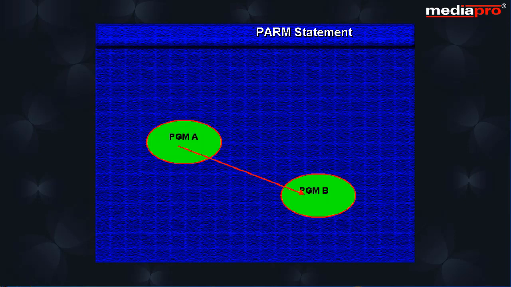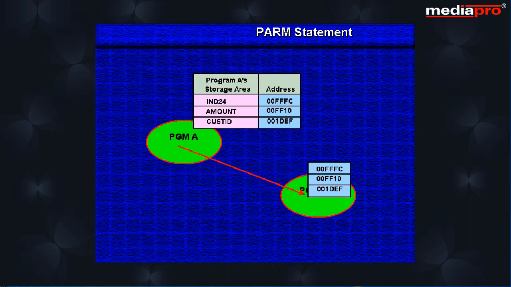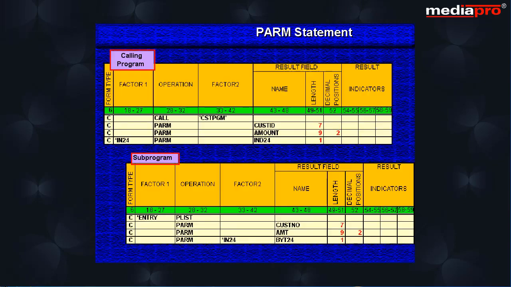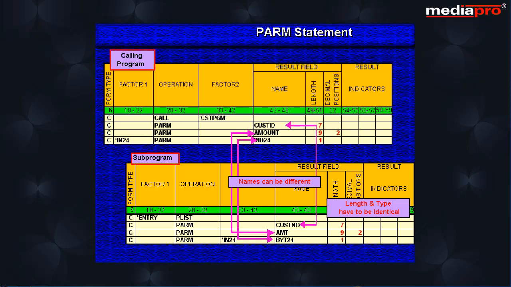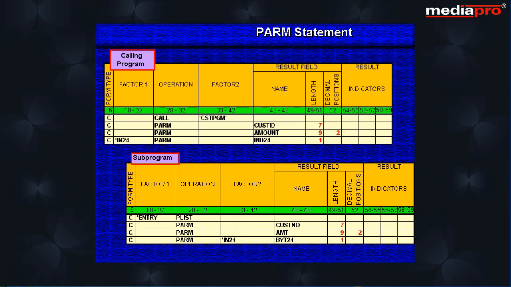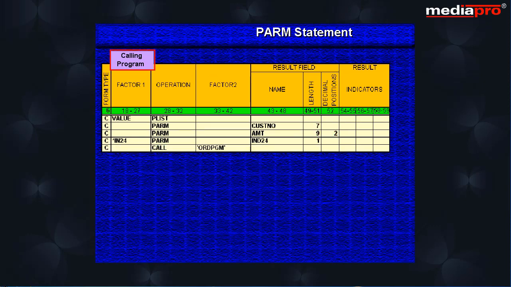When parameters are passed from one program to another, what is actually passed is a reference to the memory location at which the parameters in the calling program are located. The corresponding parameter entries in the result field can have different names, but have to be of the same type and length since they refer to the same memory location. The parameter statement has to appear immediately following a call operation. It can also appear after a PLIST operation.